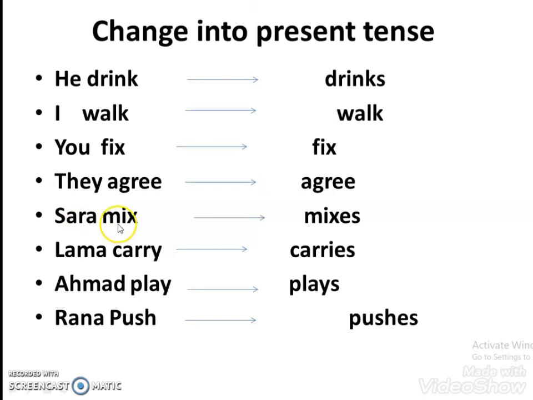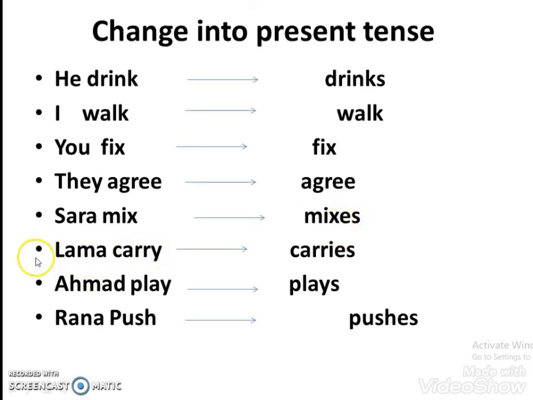Sarah mixes. What is the action verb in this sentence? Mixes is the action verb. Let's look before the action verb. What do we have? Sarah. Sarah is a singular noun. One girl. Because it is a singular noun, what did I add for the word mix? I add an es because it ends with the letter x. Mixes. I add es.